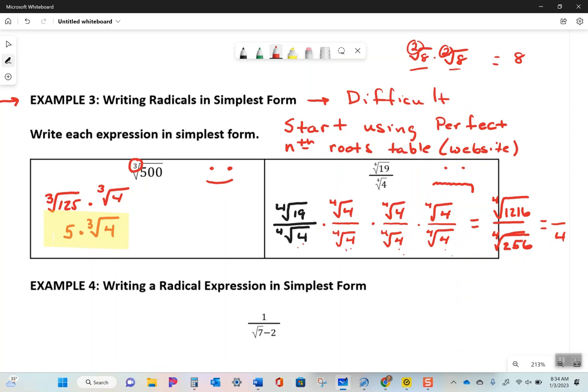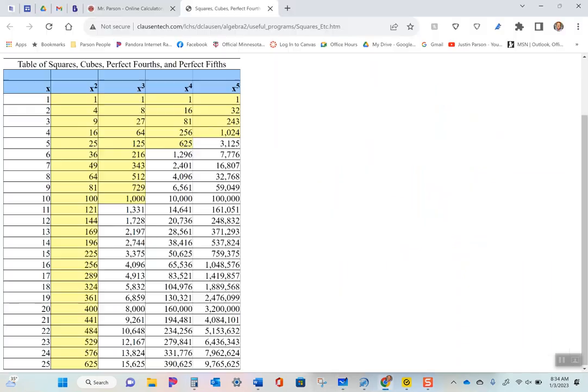1,216. Okay, let's see. Maybe that's a perfect 4th power value. Let's see. What column am I going to jump into? Column 4. I'm going to go all the way up to 1,216. So there's 1,296, right? So the first value I'm going to check is to see if 1,296 goes in there. It won't, because this is bigger than 1,216, isn't it?